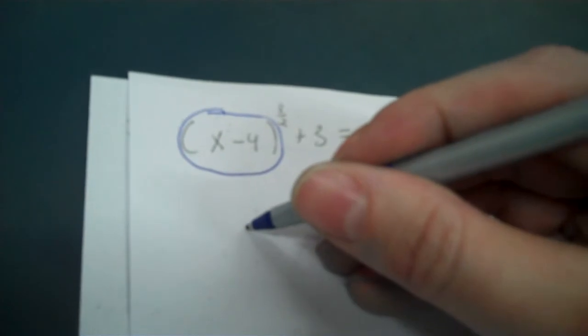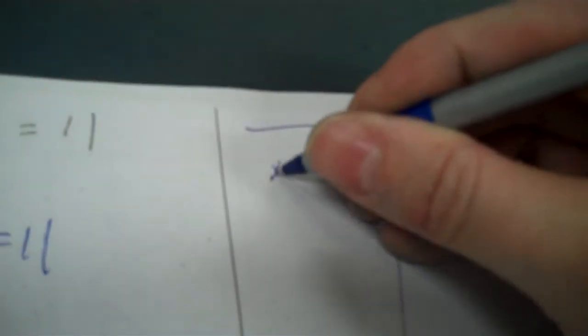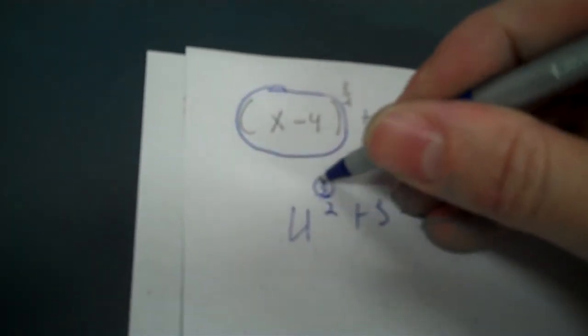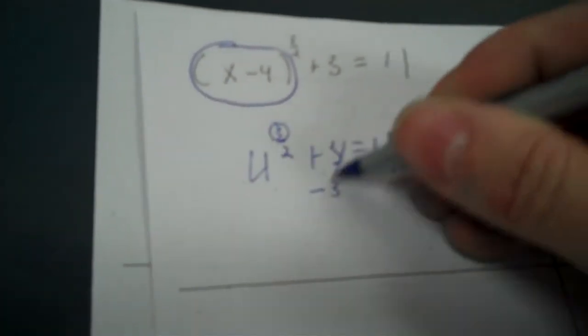Okay, next up. So H to the 3/2 power plus 3 equals 11. Now I set up my table. Remember to do that, otherwise you forget. X minus 4. Now do I need the other side? Well, up top that's odd, so I don't need the other side. So I subtract 3. That takes me to 8. H to the 3/2 power equals 8.